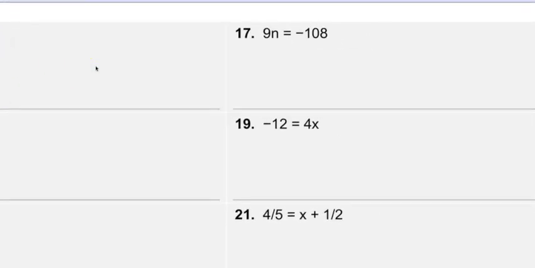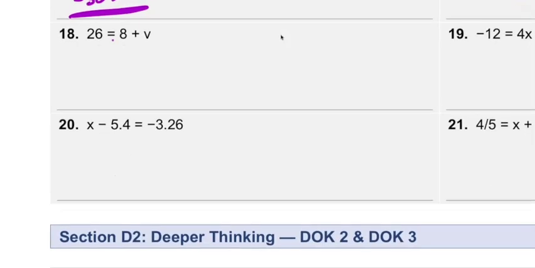Over here, 9n equals negative 1. We're multiplying, so we're going to do the opposite here. We're going to divide by 9. And that's going to be 10 times 9 is 90, so 18 more than that, so 12. N equals negative 12. This one's an easy one.